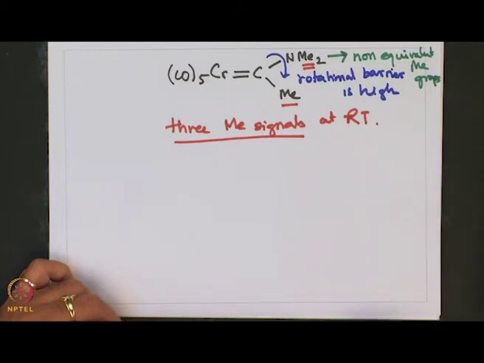Now, what one sees is the fact that if the C-heteroatom rotation barrier is increased, then the non-equivalent methyl groups or the protons show up, and that results in the inequivalent spectrum that we observe.